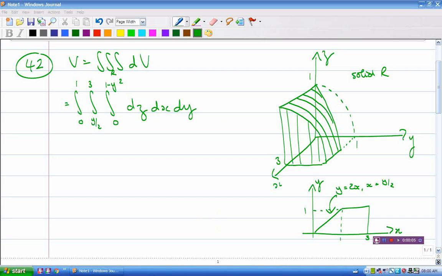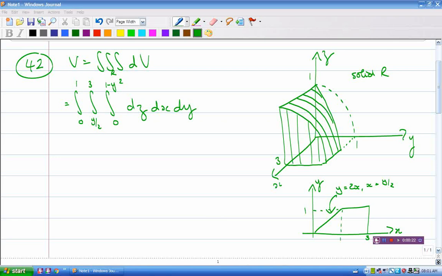So it's a solid that looks like this. It's the region underneath that parabolic sheet, which has as its bounding surface at the front that x equals 3 plane, and its bounding surface at the back that y equals 2x plane.